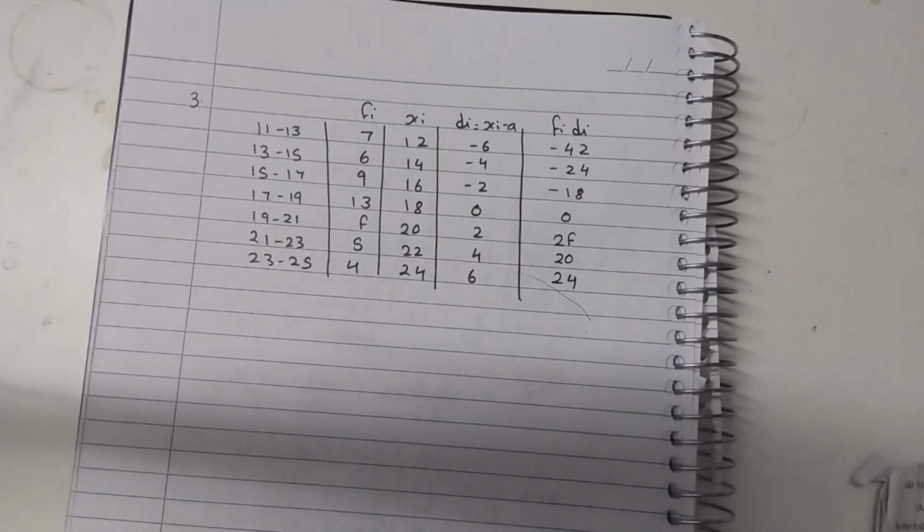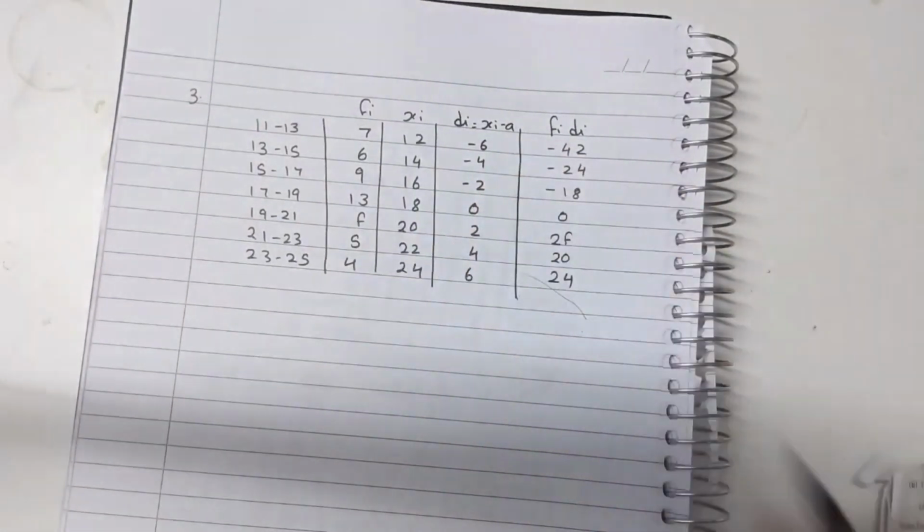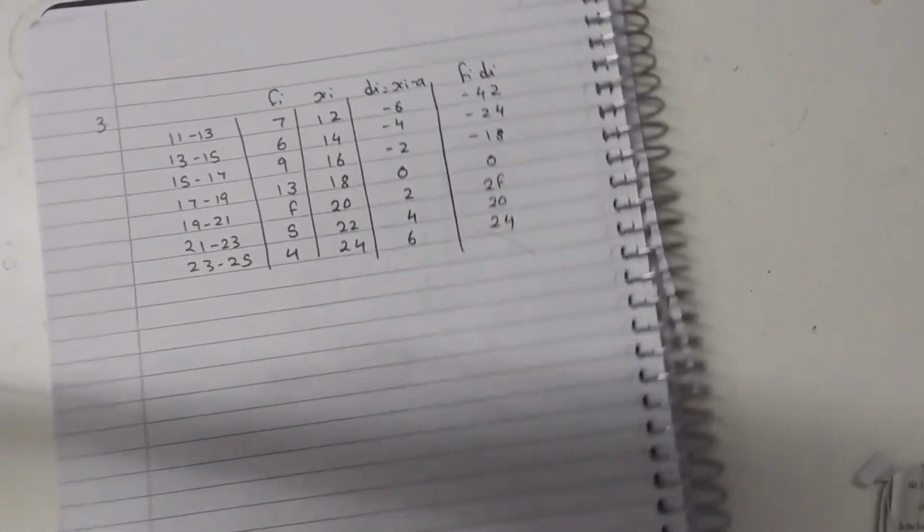In the third question, they've given that the following distribution shows the daily pocket allowance of children of a locality. The mean pocket allowance is rupees 18. We need to find the missing frequency. So in this question, they've given the value of the mean. We just need to find the value of f, which is unknown. So we're going to use the step deviation method in order to solve for f.